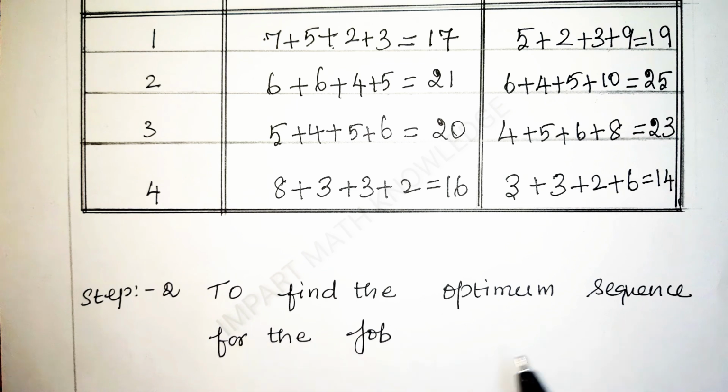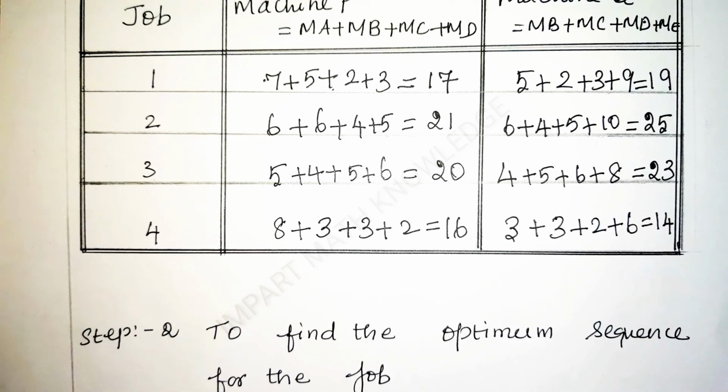Step 2, we have to find the optimum sequence for the job. The optimum sequence is possible only for 2 machines. For that reason, we convert the 5 machine problem into a 2 machine problem. If the number of machines is more than 3, you have to convert the problem into 2 machines, and then you can find the optimum sequence for the job.